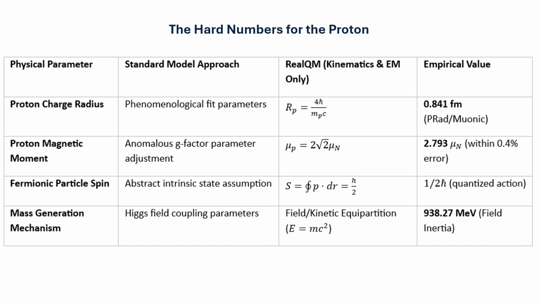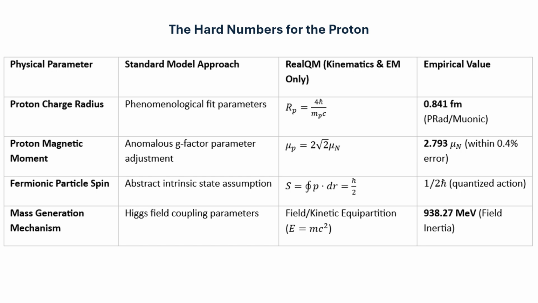The empirical value comes out all right, both in terms of what the PRad experiment at Jefferson Lab predicts, and the muonic hydrogen experiments from the Max Planck Institute and the Paul Scherrer Institute.